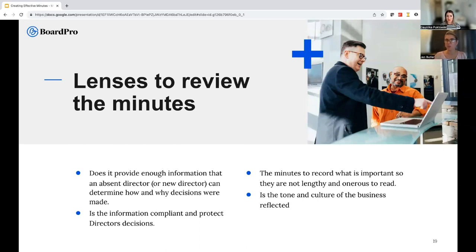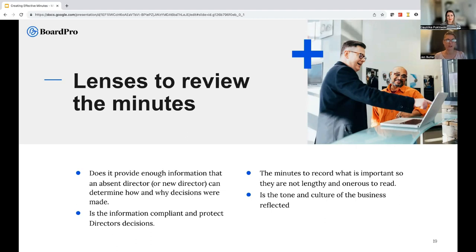Again, what's the exit strategy of the business? Do the minutes reflect that? If a possible acquirer is going to read these minutes, are they going to see the information that's going to support the merger and acquisition document that they've received, the company information, etc.? So there are several different lenses that they need to look through.